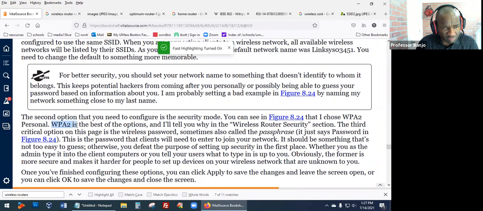Okay, that's what he said here. Actually, this is what we just talked about here. WPA2 is the best option, right? Because that's the security standard that is attached to wireless access point devices.